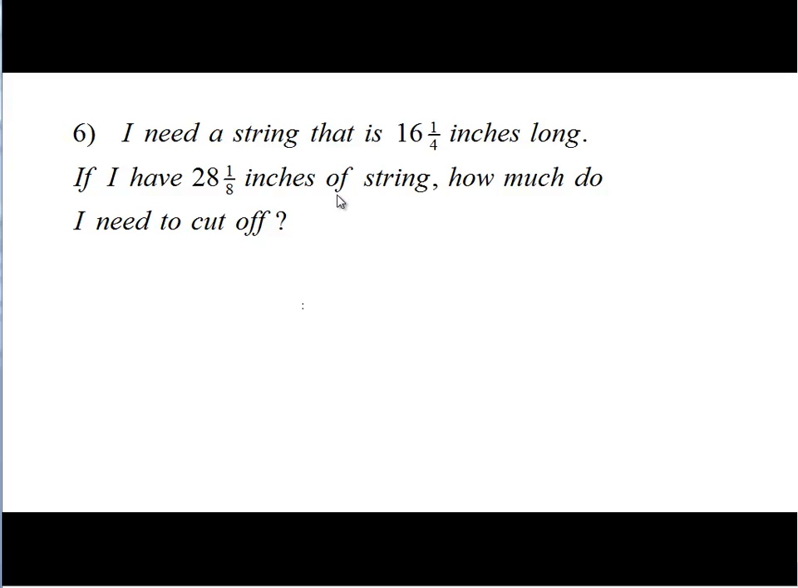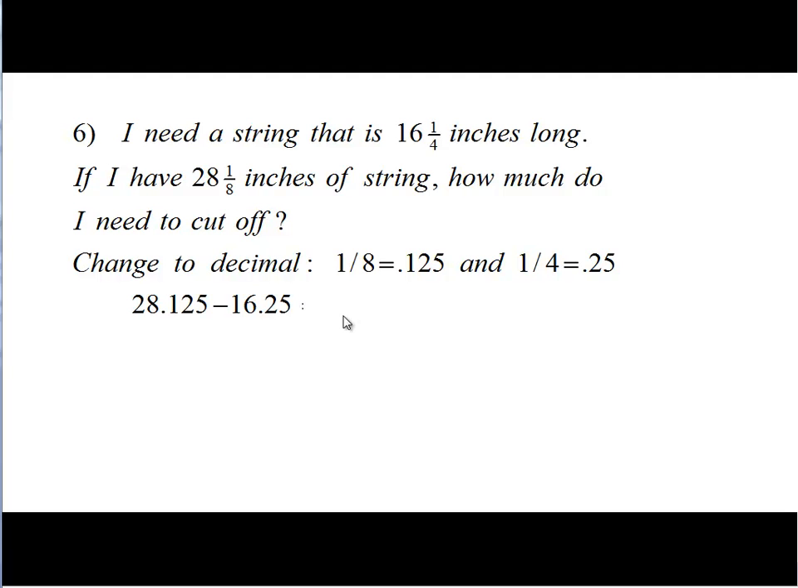I would change that to a decimal. 28 1/8, change that to a decimal. So you take your 1/8. 1 divided by 8 on your calculator is 0.125. 1 divided by 4 is 0.25. So we take our two numbers now, 28 1/8, which is 28.125. I'm going to subtract what I need, 16.25. When you do that, you get 11.875. That's how much you need to cut off.